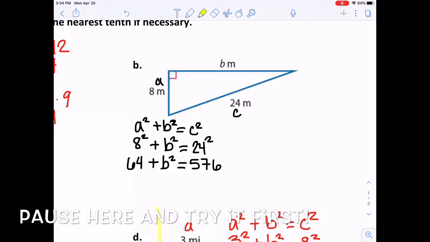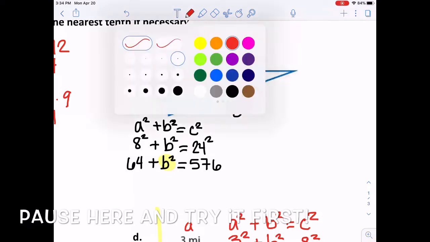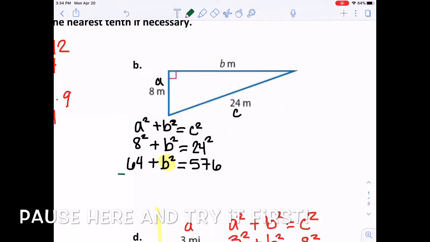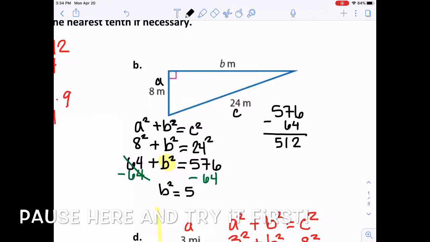Now, we need to solve for b squared. So we're going to go ahead and use our solving equation knowledge and move that 64 over. So it's positive, so we're going to go minus 64, minus 64. That leaves us with b squared equaling, we're going to go ahead and subtract this off on the side here. We've got 576 minus 64. If you want to use a calculator, that's fine. That would be 512. And so you can put that here.